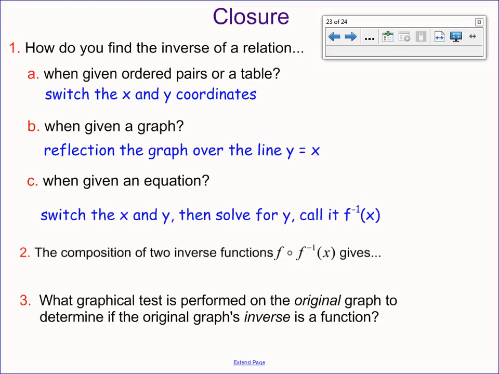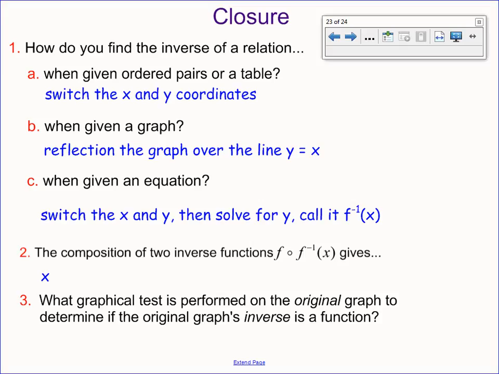Good job. The composition of two inverse functions, right? The composition of two inverse functions always gives the same result. What is that result? Eric? x, absolutely. Thank you.